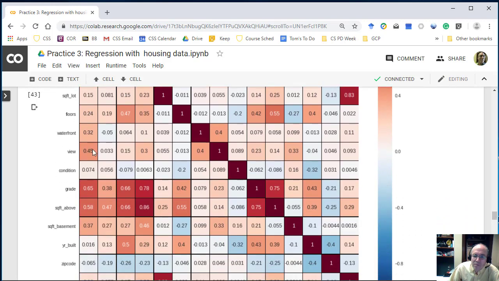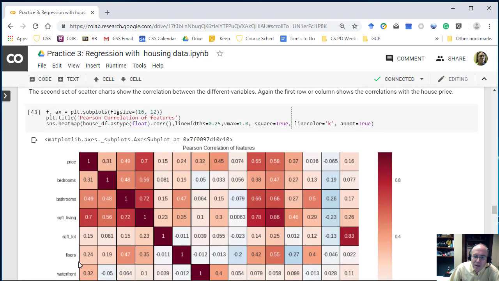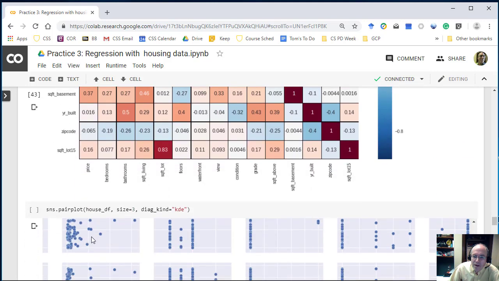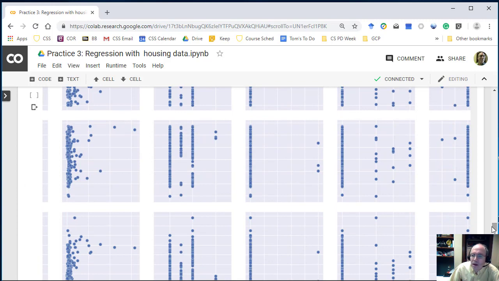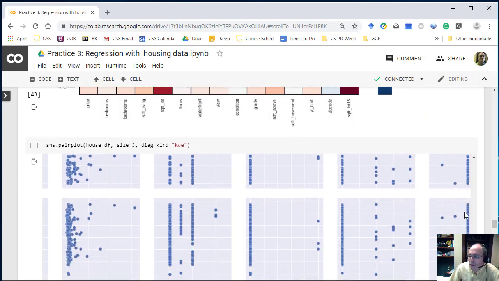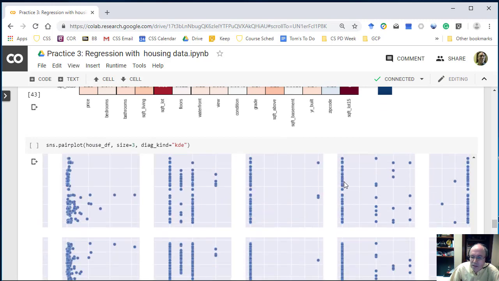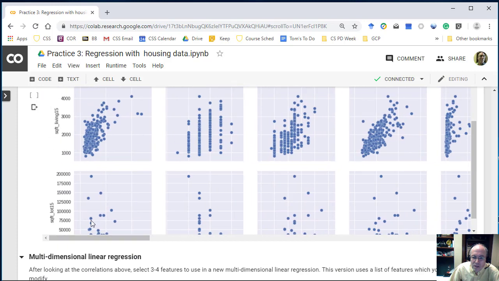So basically, you can just look at the first column, the price column, and how it relates to each of these other columns here. Another way to look at it is this graph, which shows all these correlations also. Let me see if I can get this on the screen a little better. So I'm going to go over to the left and go down to the bottom.